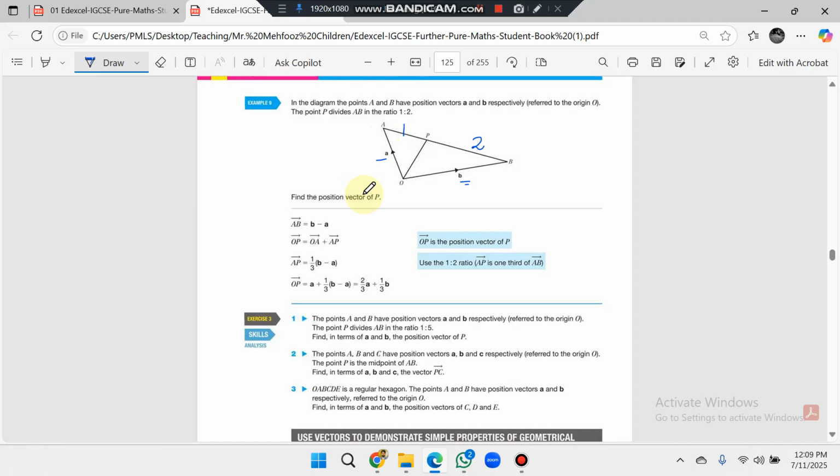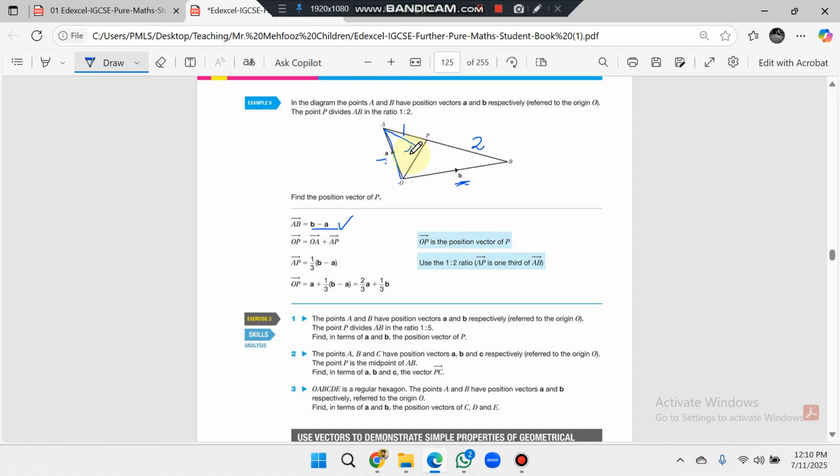Okay. So we have to find the position vector of P. How can we find the position vector of P? First of all, we can find the value of AB. How can we find the value of AB? AB is basically equal to b minus a. So AB is equal to small b minus small a. And OP is equal to OA plus AP. Right? This is the triangular law on that small triangle.